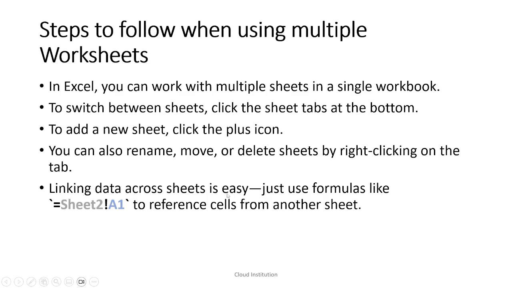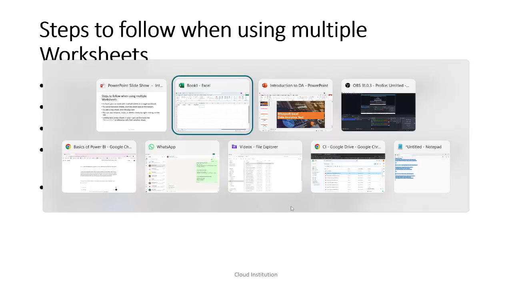Linking data across sheets is easy. Just use formulas, like here we are accessing A1 of Sheet2. So you see it is equal to the name of the sheet, it can be Sheet2 or any other name. Then there's an exclamation mark and then the cell address to reference the cell from another sheet. So we'll see all this in detail. Let's head on to our worksheet.